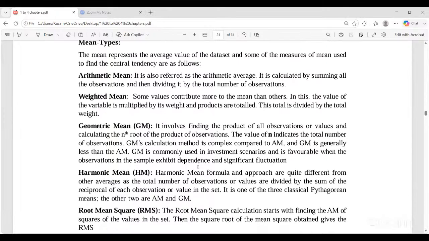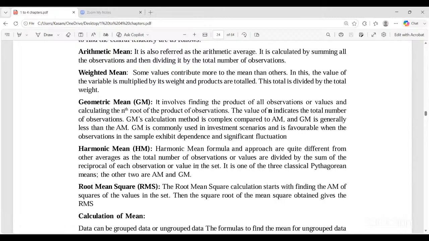Geometric mean, this is a new one to you. It involves finding the product of all observations, then calculating the nth root of that product. The n indicates the total number of observations. The geometric mean calculation method is complex compared to the arithmetic mean. Generally, arithmetic mean and geometric mean are commonly used in investment scenarios.